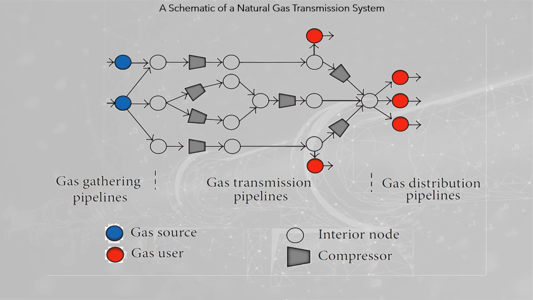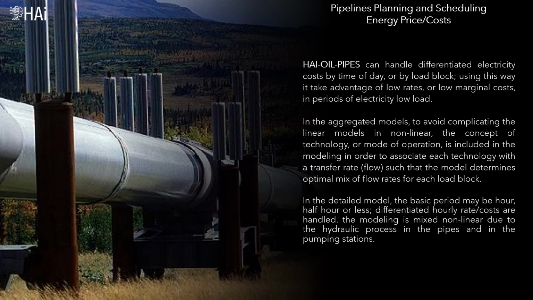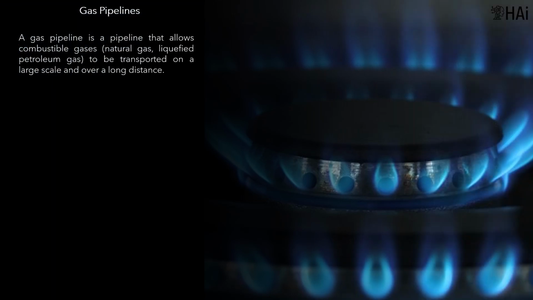A schematic of a natural gas transmission system can be conceptualized based on three subsystems: gathering pipelines, transmission pipelines, and distribution pipelines. The image shows a gas pipeline network composed of a tree and a cyclic network. The real-time model can handle differentiated electricity costs by time of day, or by load block. In this way it takes advantage of low rates, or low marginal costs, in periods of low electricity load. A gas pipeline is a pipeline that allows combustible gases, natural gas, liquefied petroleum gas, to be transported on a large scale and over a long distance.